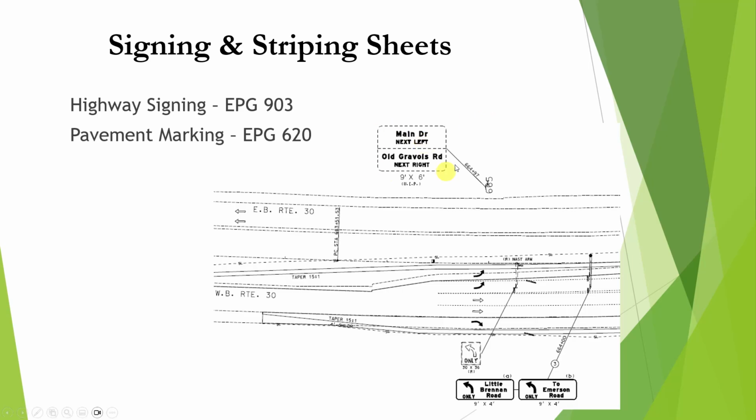Here's another sign here that's dashed, meaning that it's an existing sign, and it tells us that they're going to use this in place with the UIP. Got some new signs down here, Little Brennan Road and Emerson Road. Tells you the size of the sign and where they're located.